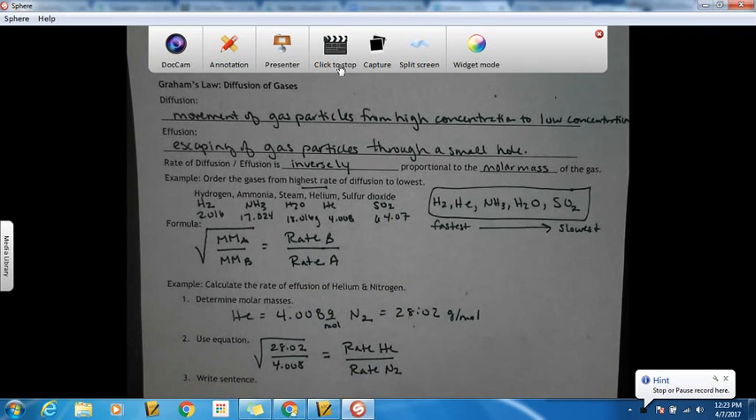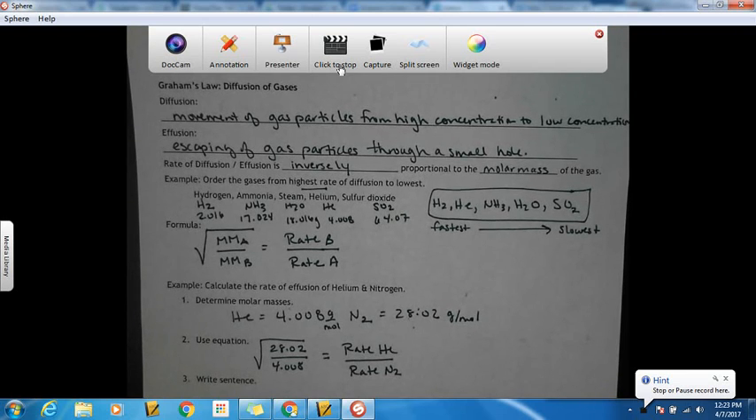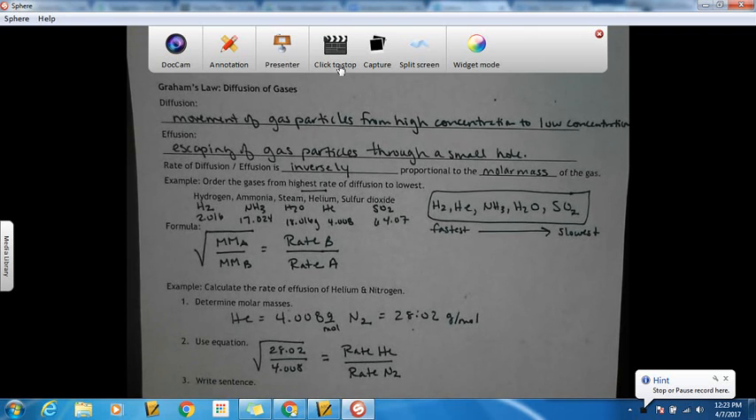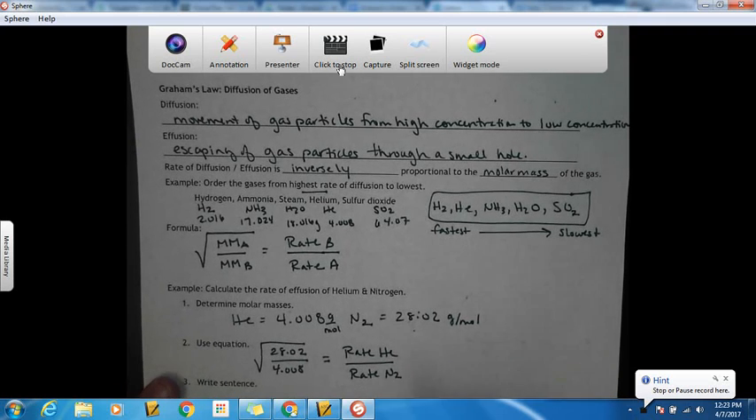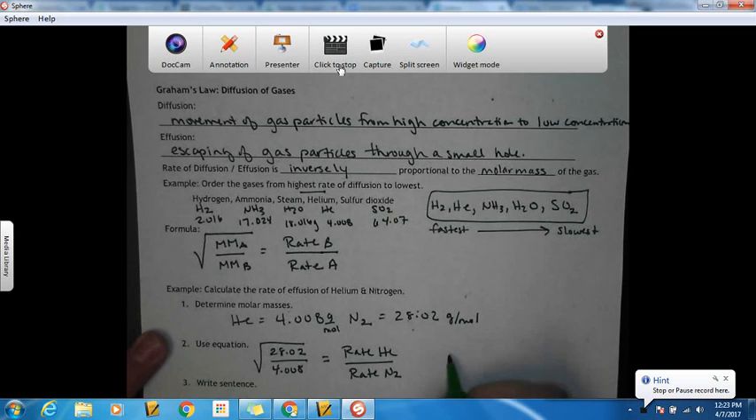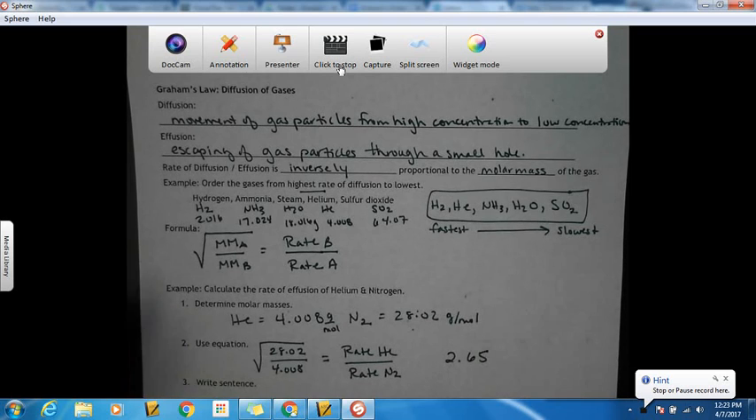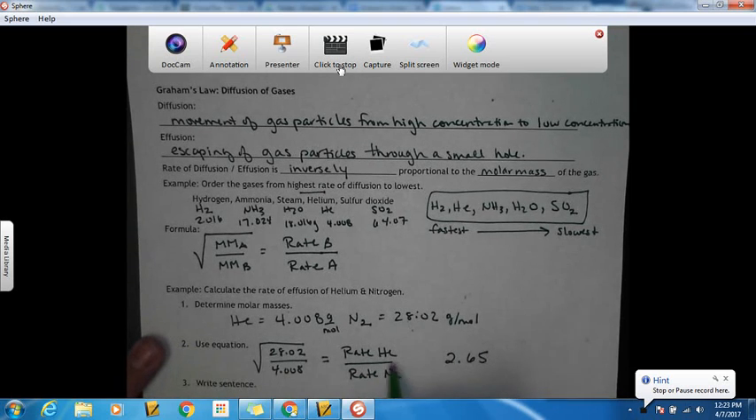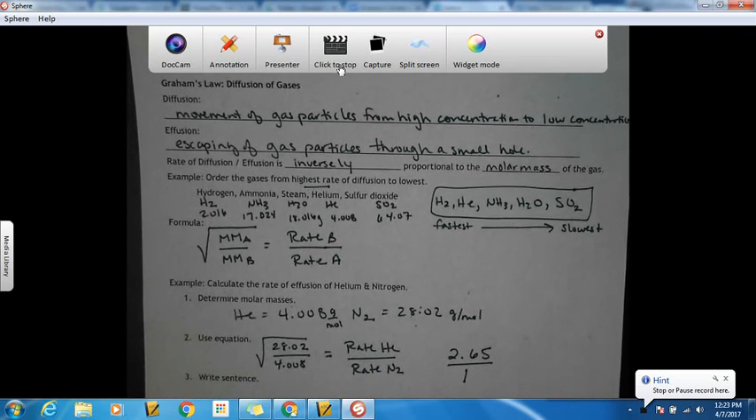Alright, so now let's calculate that. So we take the square root of 28.02 divided by 4. If you have an older calculator, you need to put that in parentheses, or you can divide and then take the square root. And so that tells us that we get 2.65. Now, what does that mean? That means that the rate of helium is 2.65 for every 1 nitrogen rate. Okay?